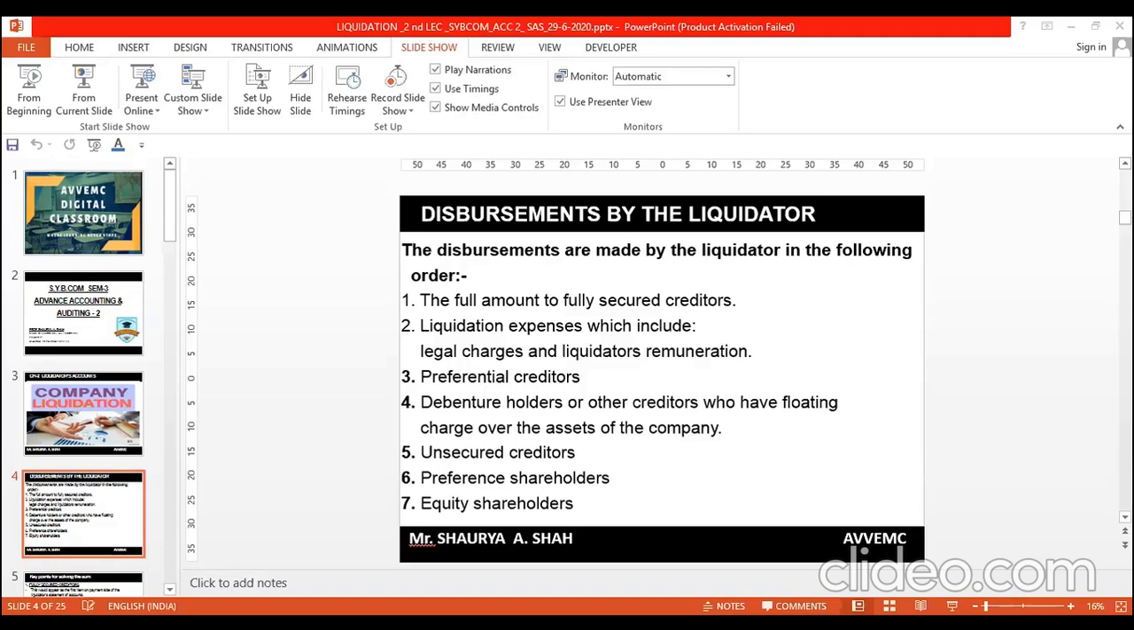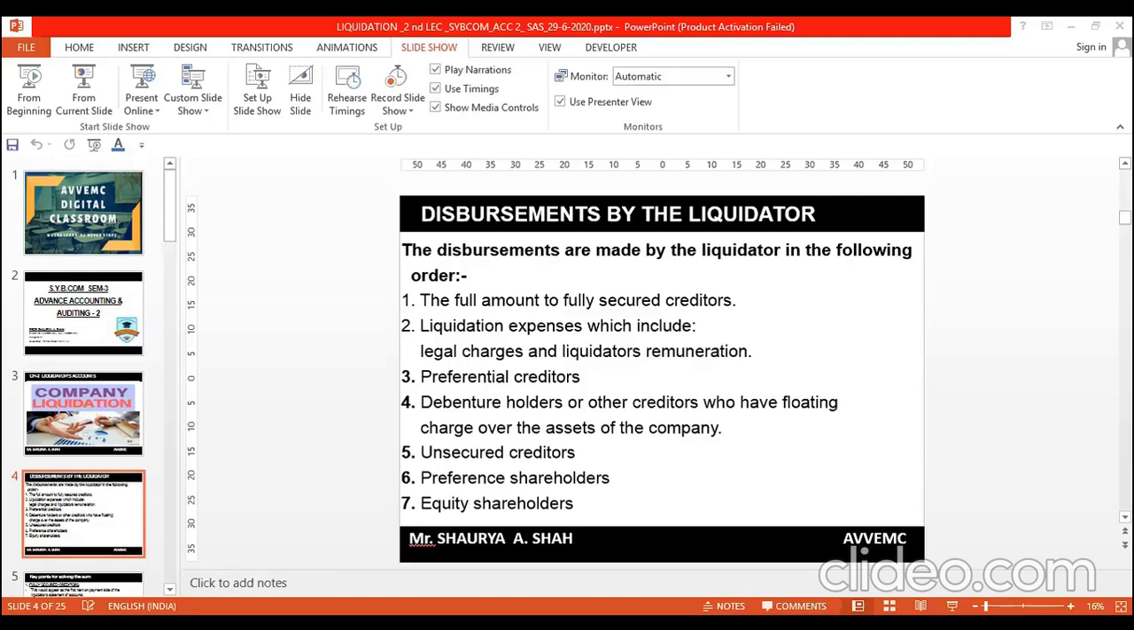Then the next is your reserves and surplus. We will pay equity shareholders at last. When we pay preference shares, we will pay them second last. Then you have general reserve, 4000 rupees, right? What we will do to the general reserve, we will see.